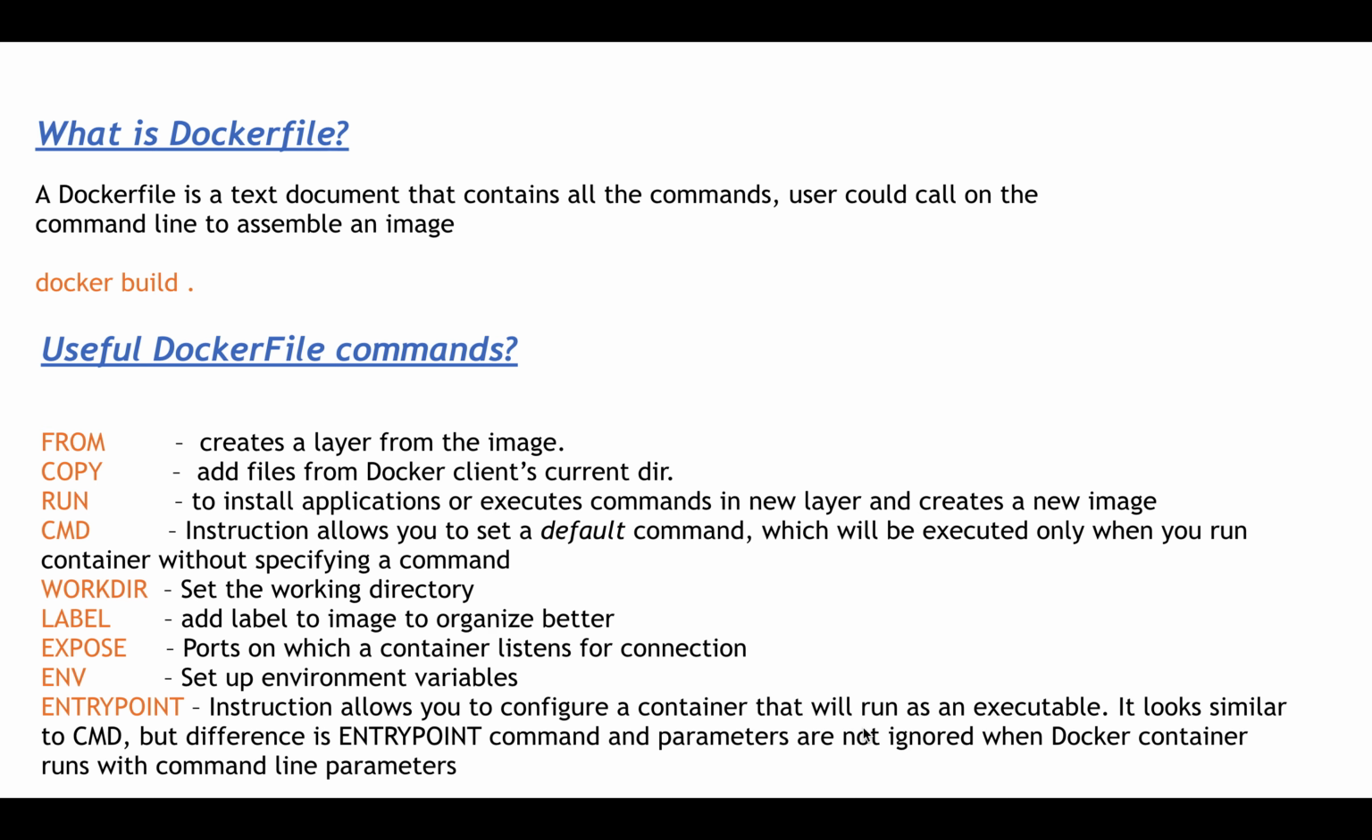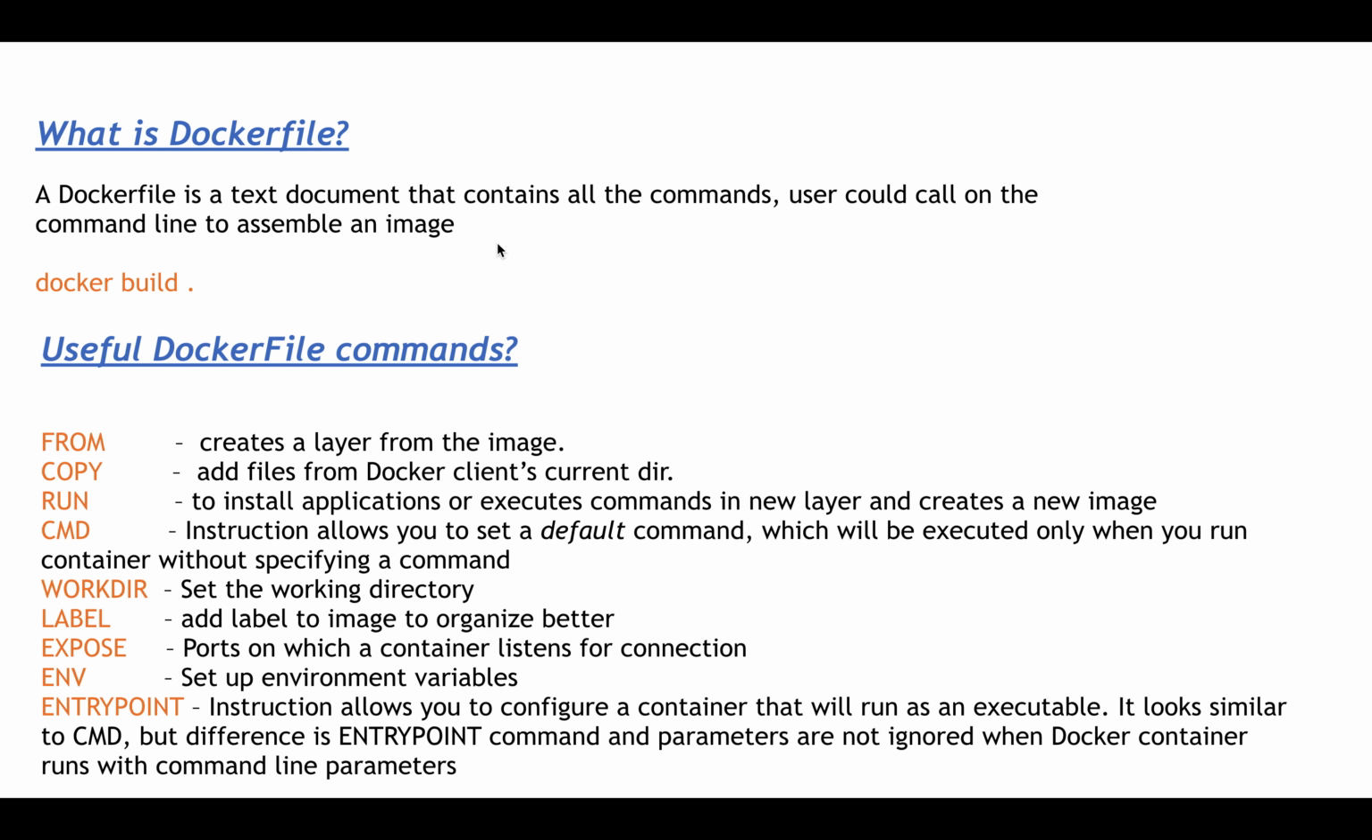Let's understand the name. It says it's a Dockerfile, which is a text file. It's a text document where we are going to provide all our instructions to build an image, instructions that contain all the commands. You are going to build an image with all the required installations, packages, or all the commands that you want to run to build an image. A Dockerfile is a text document that contains all the commands a user could call on the command line to assemble an image.